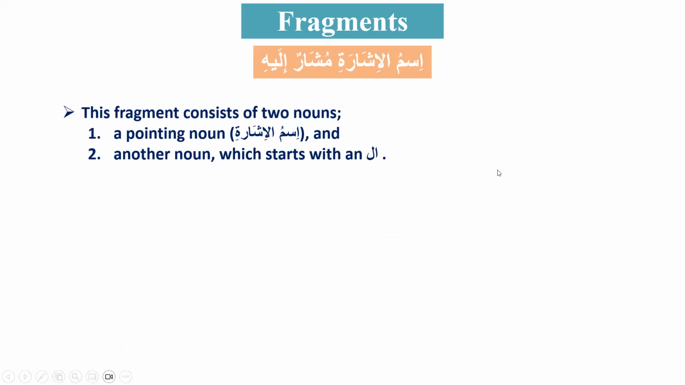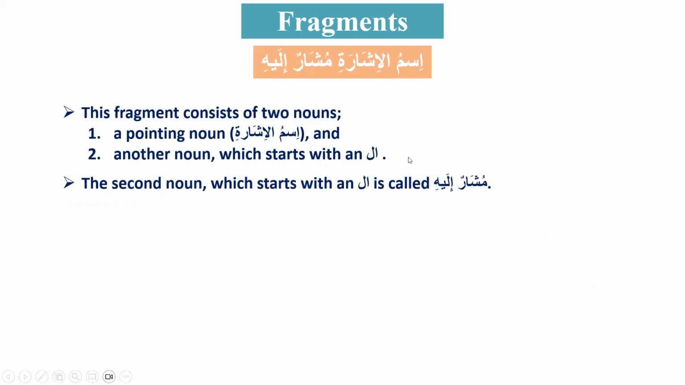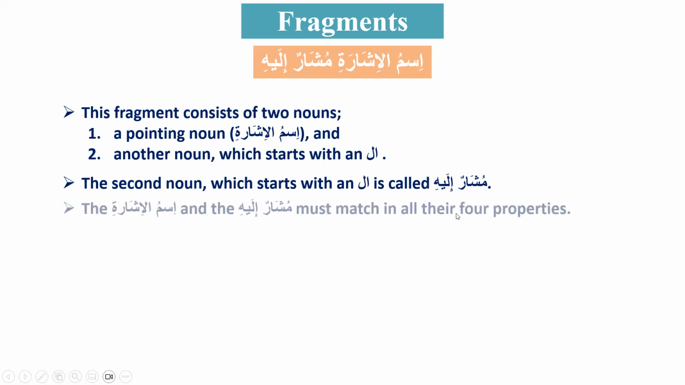So now we are describing the conditions that we already know. The Ismul Ishara Musharun Ilay is a fragment that consists of two nouns. The first one is Ismul Ishara, we know this. And the other noun will start with an al. The second noun, which starts with an al, is called Musharun Ilay. And the Ismul Ishara and Musharun Ilay must match in all their four properties.